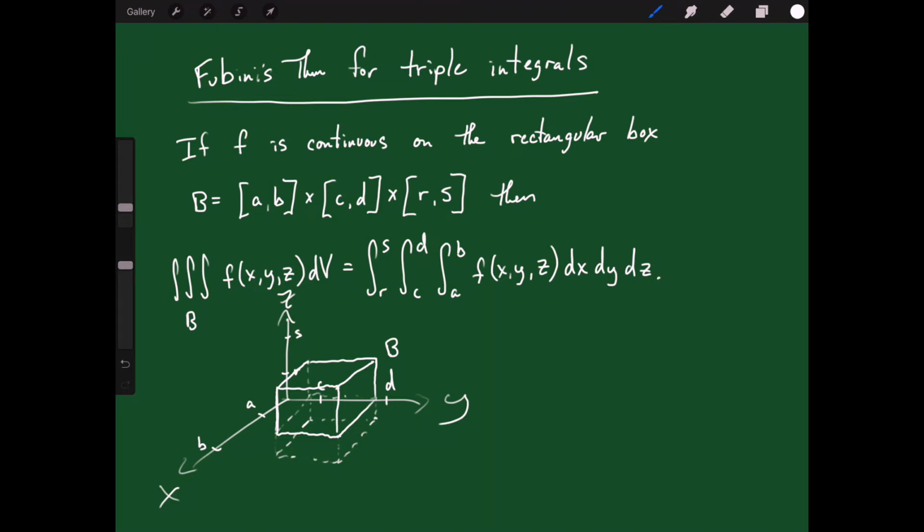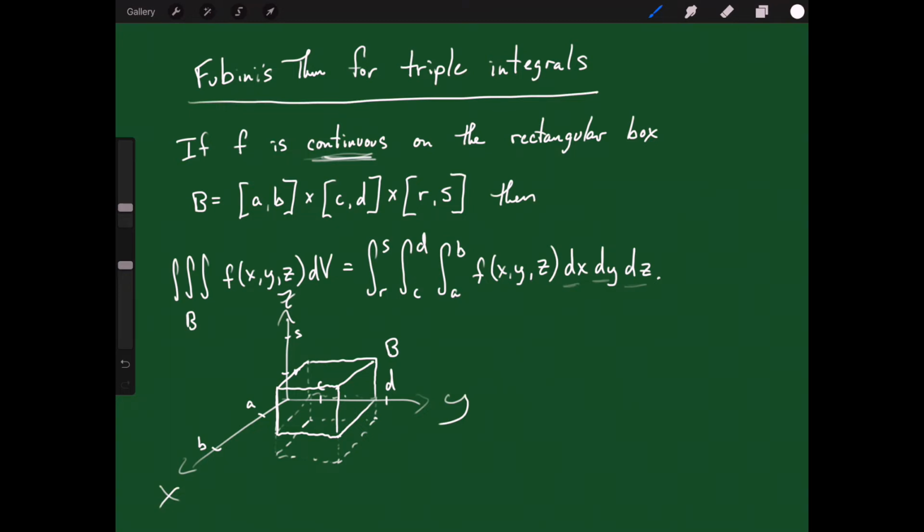Then the integral over that box of some function in three variables is I can just write it as a triple integral in x, y, and z, provided that f is continuous on that rectangular box. Okay, so this is very similar to when we did double integrals. I can just break it up and integrate with respect to x first, y second, z third. And just like in the case of double integrals, I can change the order of integration if I want to. I'm not going to write down all the different orders of integration that you could use, but it's very similar.